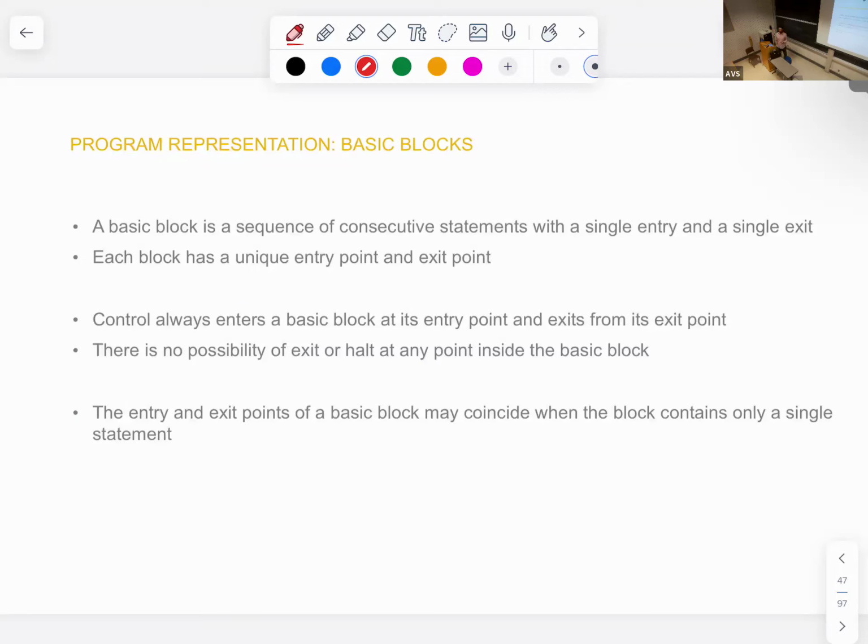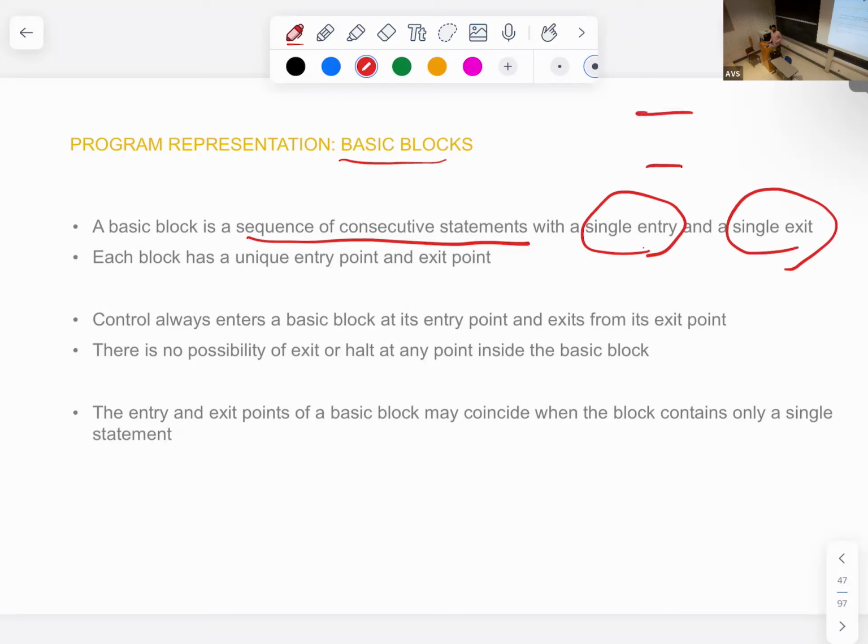So what is a basic block? The formal definition of a basic block is that it's a sequence of consecutive statements. Usually when we say statements in this class, we mean the actual ISA instructions. The main thing about the basic block is that it has a single entry point and a single exit point. Okay, so it's a continuous sequence of instructions that starts at some point and exits at some point. Which means that you cannot enter in the middle. You can only enter at the entry point and you can exit at the exit point.